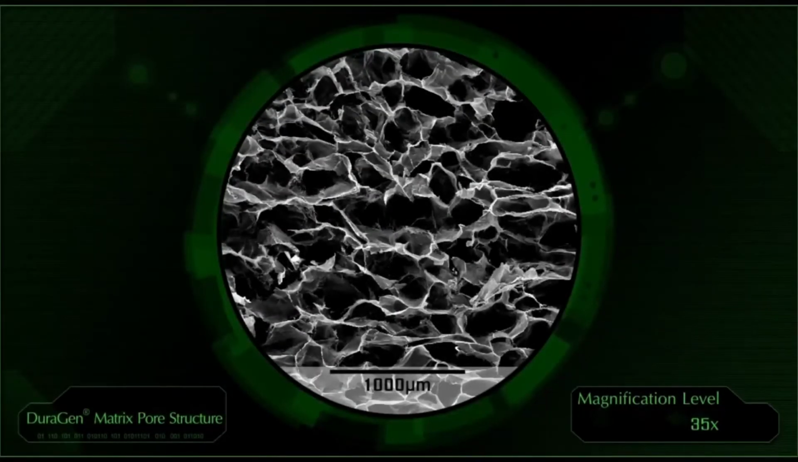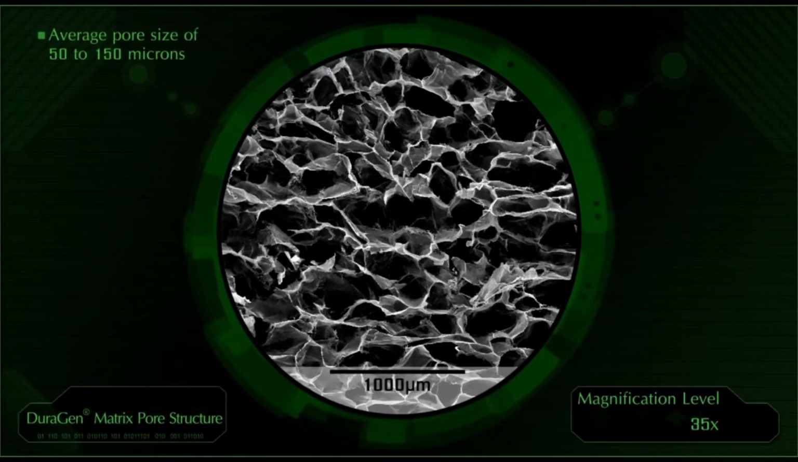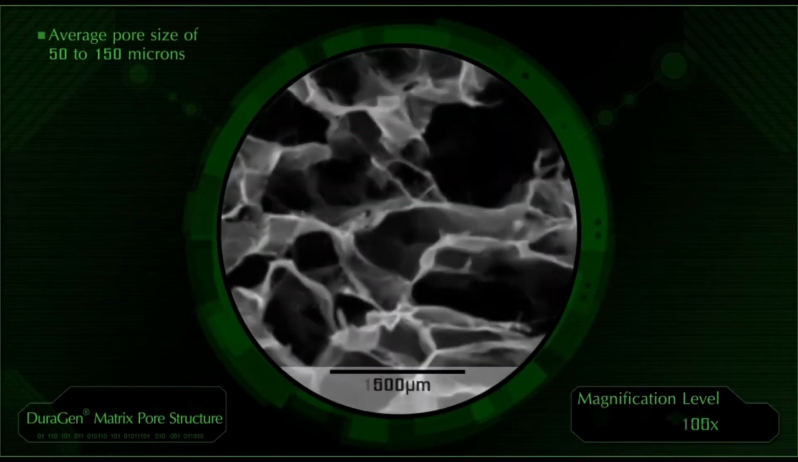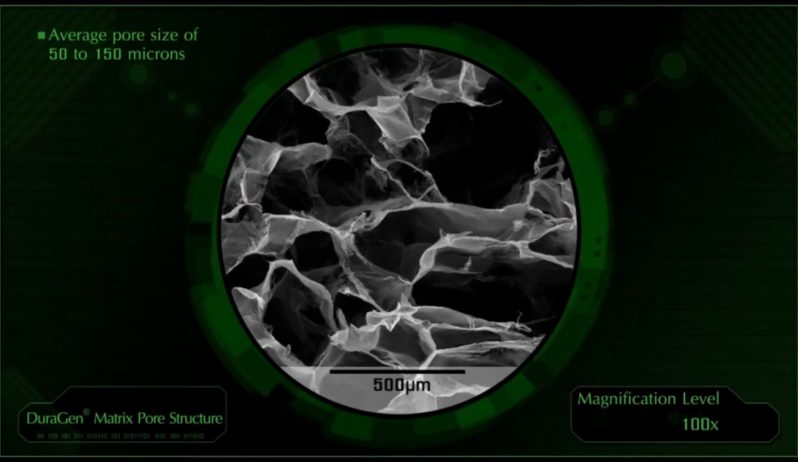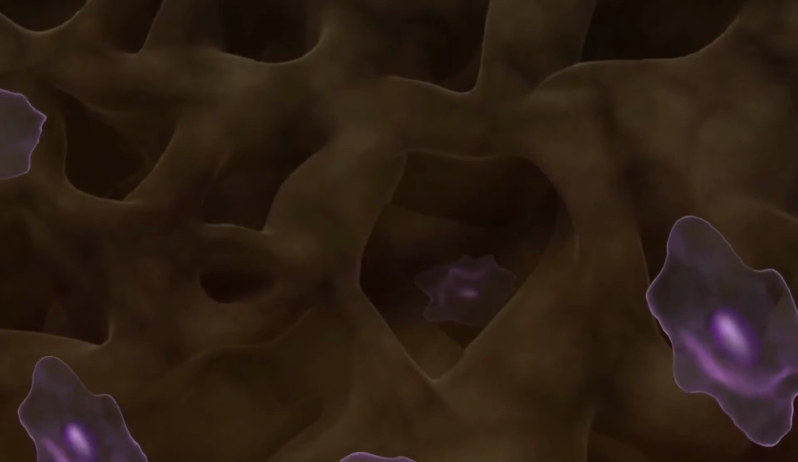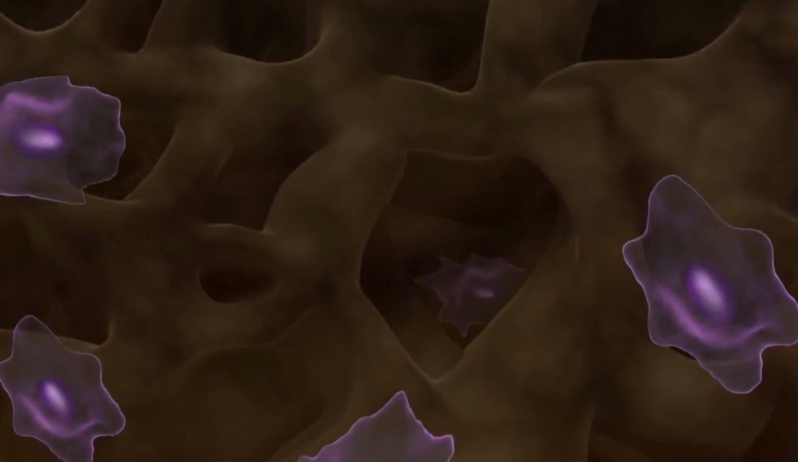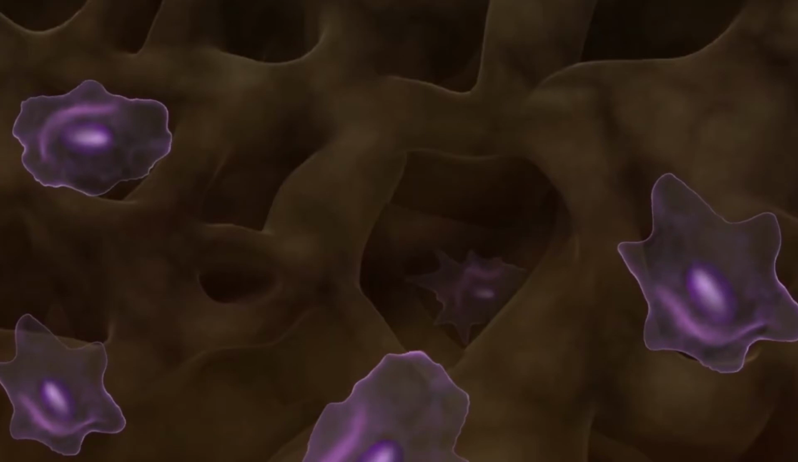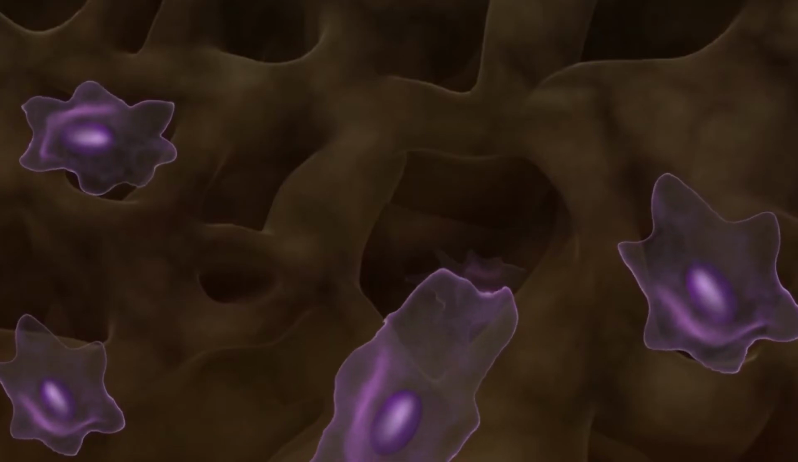The average pore size of the DuraGen matrix is 50 to 150 microns, within the optimal size to allow rapid infiltration by fibroblasts. This structure enables fibroblasts to recognize the matrix as an appropriate environment in which to establish themselves and form new dura. At 2 to 3 days post-implantation, fibroblasts enter the honeycomb structure of the DuraGen matrix from the cut edges of the dura and from overlying and underlying tissues.